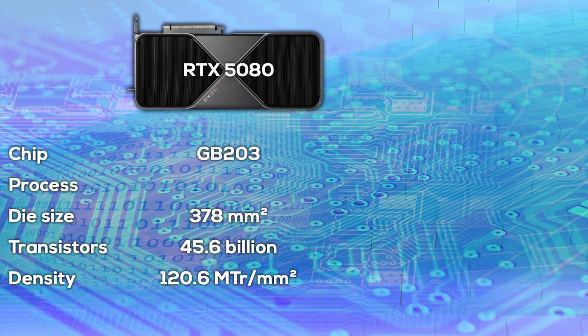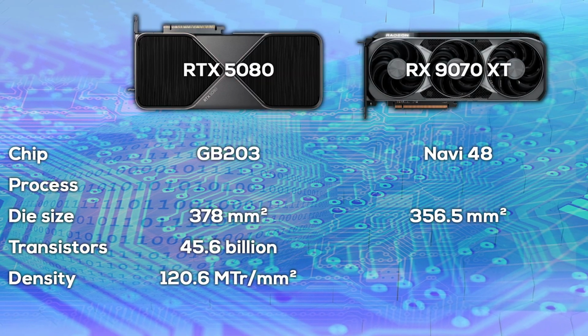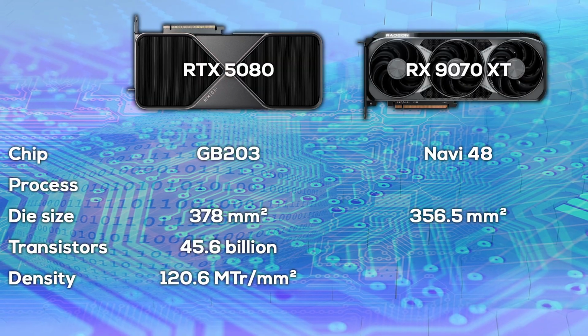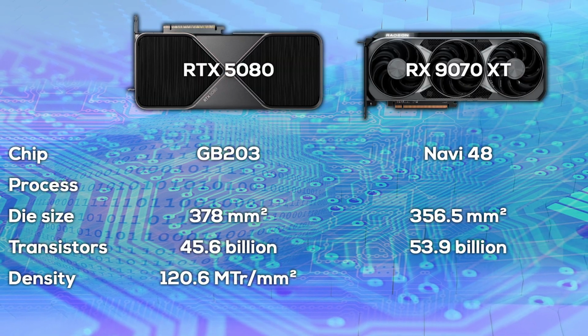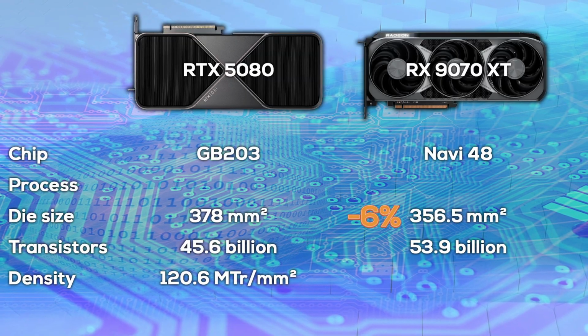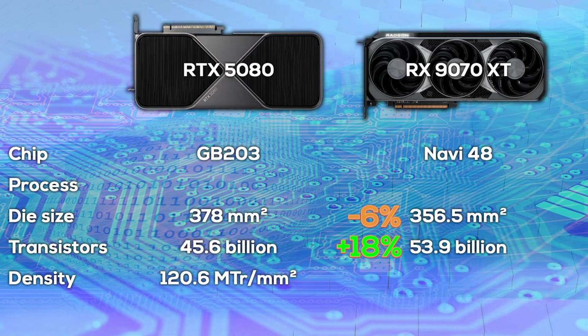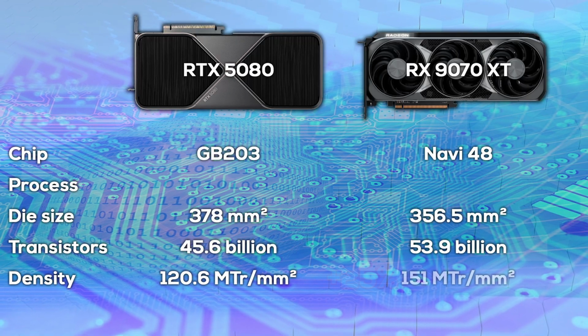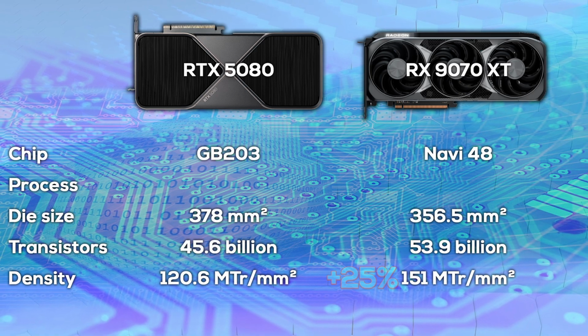At only 356.5 square millimeters, Navi 48 is a bit smaller than GB203, but at the same time, it contains 53.9 billion transistors. Navi 48 is 6% smaller, but has over 18% more transistors. That's a 25% increase in transistor density, a massive difference for semiconductors where every square millimeter counts. 25% is getting close to what we expect from a new process node nowadays.